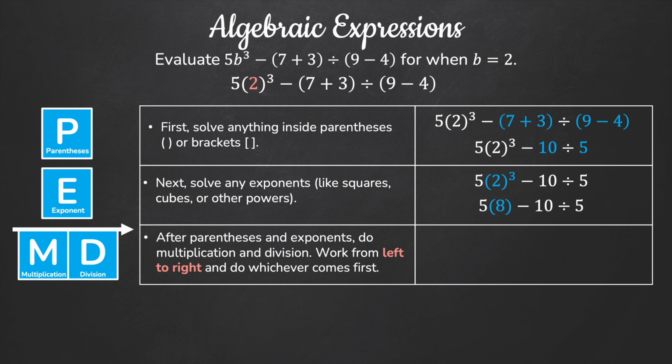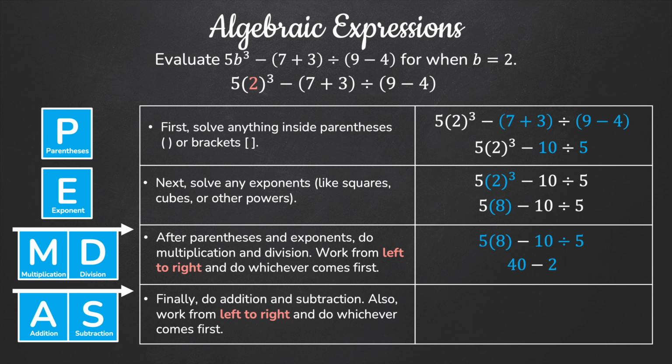So next, we're going to look for multiplication and division. And for multiplication and division, we do whatever comes first from left to right. And in this case, we have 5 times 8, and we have 10 divided by 5. So the first one we see is multiplication, so we're going to do 5 times 8 first, which is 40, and 10 divided by 5 is equal to 2.